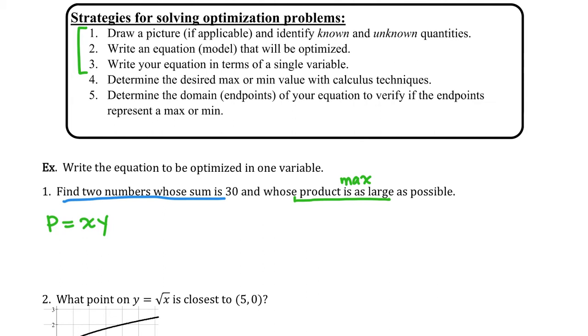So let me use the other piece of information they gave me. They told me that the two numbers whose sum is 30. So they are telling me that x plus y is 30. So I can solve for x or y in terms of the other one. Let's solve for y. Okay, which means y equals 30 minus x. So let me substitute that back into my product equation, which is what I'm trying to maximize. So I can rewrite this as x times 30 minus x. Okay, now I wrote the equation in terms of a single variable, so I'm going to stop here.